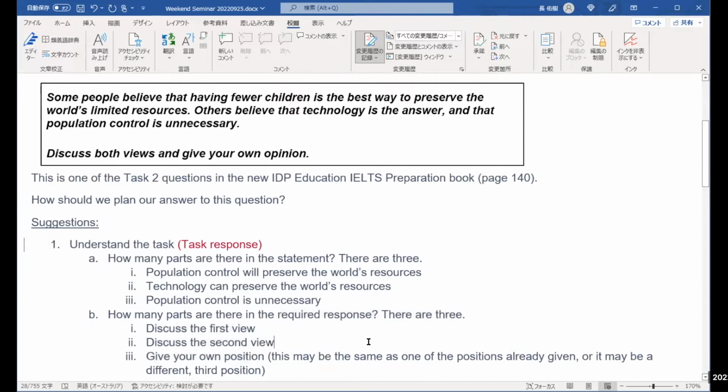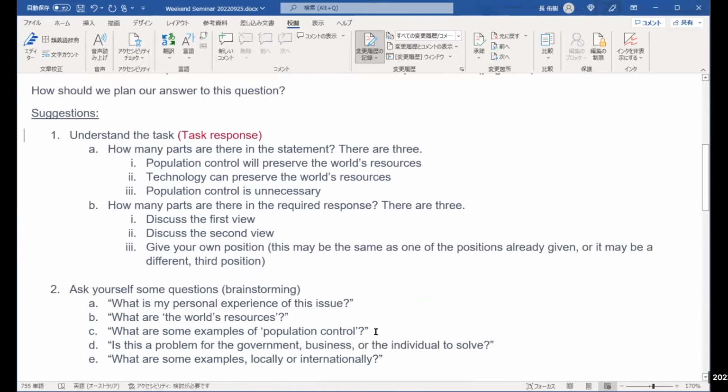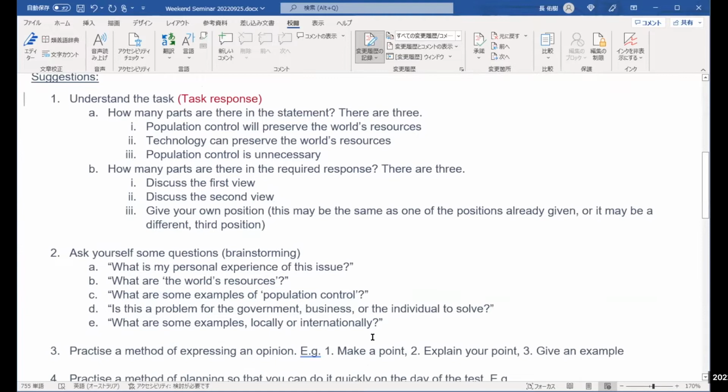Okay, so we move on. We understand what the task is. So we have to ask ourselves some questions about the views and about our position. And this is brainstorming, basically. And it's a skill that you can develop. It's a skill that is not always a natural one for many people, and you need to practice it. So I always suggest that you just ask yourself a lot of questions, and that's my method of brainstorming.